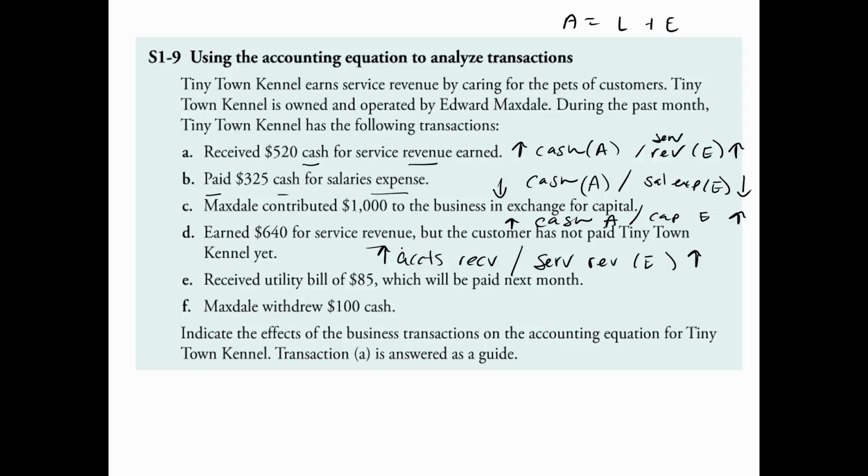So when I receive service revenue, either I receive the cash now, and that's an asset, or they owe me the money, and I still count that as an asset. It's just cash I haven't received yet, but it is coming, so I go ahead and count that as an asset.